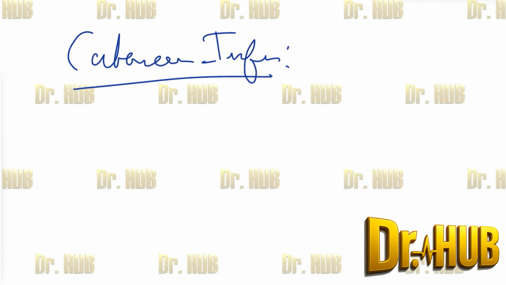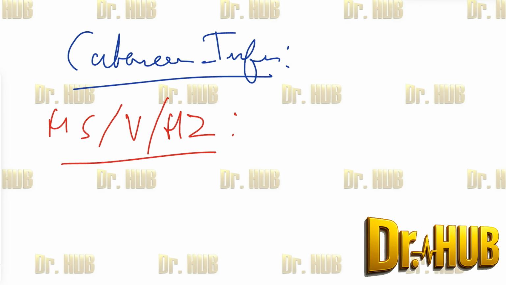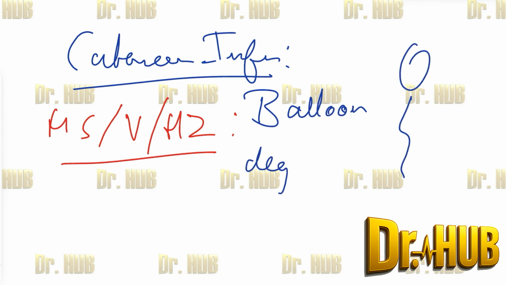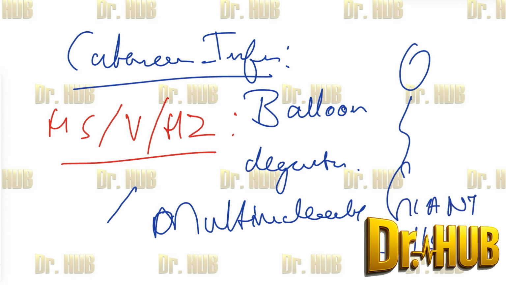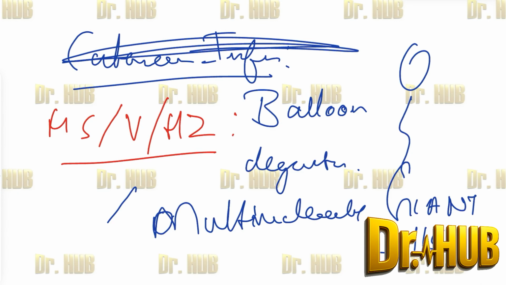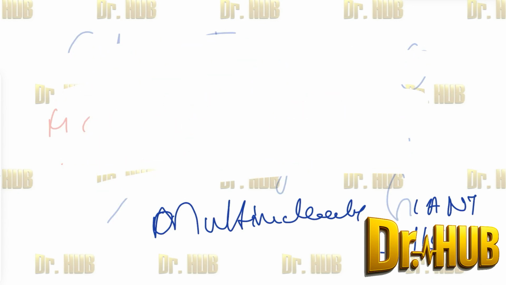Next, let's move on to the cutaneous infections. Under cutaneous infections, we look at herpes simplex, varicella, as well as herpes zoster. In all these disorders, there can be ballooning degeneration, as well as multinucleated giant cells.